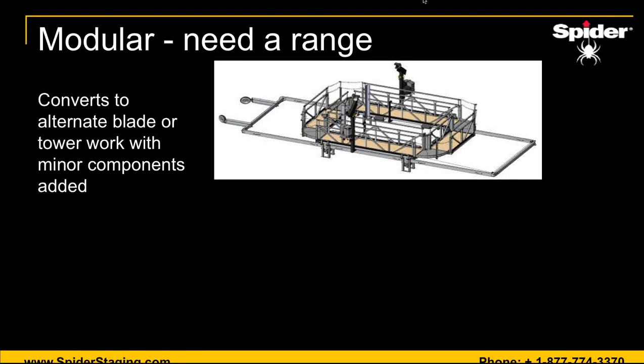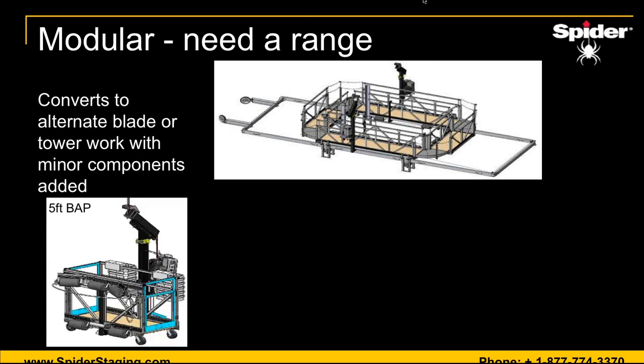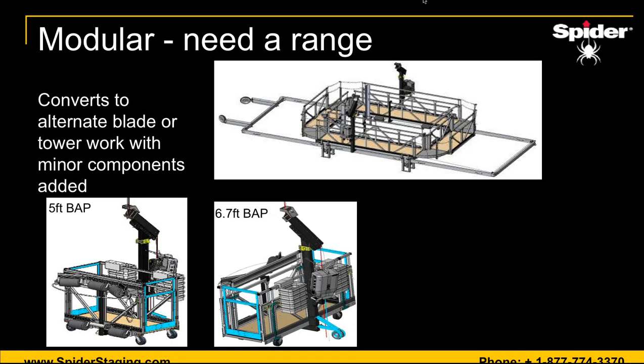It's a platform that self-stabilizes against the tower, and when rigged in the downwind position, it allows operation of the platform without the use of tag lines. It's a modular design that lends itself very well to being reconfigured into different types of platforms. As you can see with the slide that just came up, the component pieces used in the 360 BAP can also be reconfigured into smaller platforms, 5 foot and 6.7, so just slightly larger than a 2 meter platform configuration.